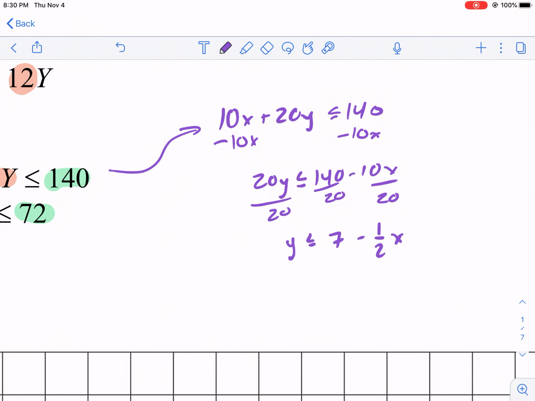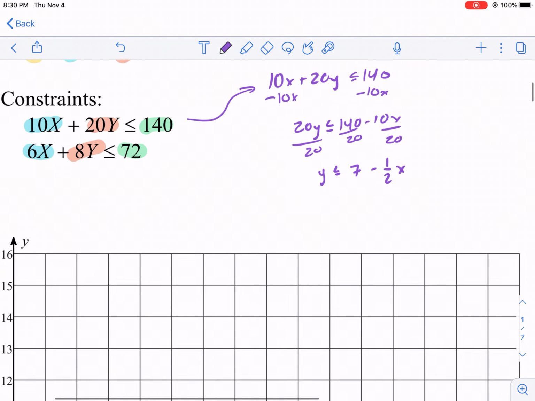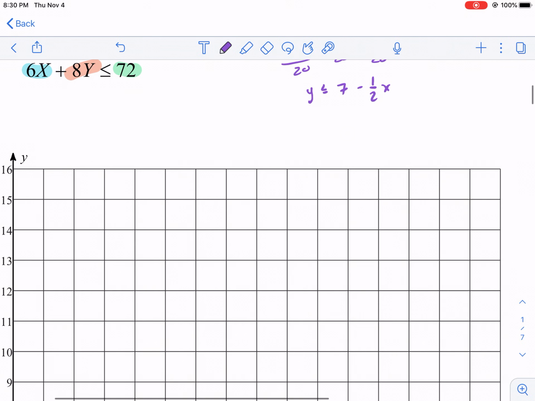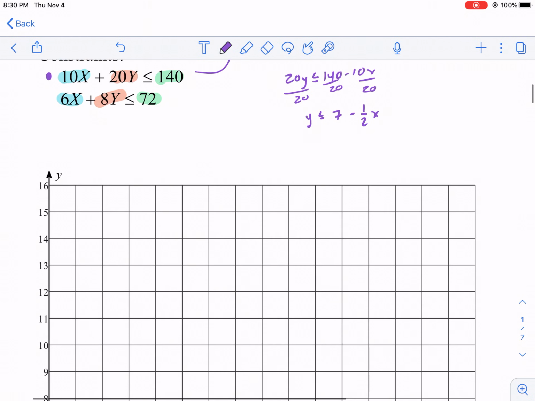I know you're like, oh my gosh, not a fraction. It's not that bad, okay? It's not that bad because, we're going to make this one purple, by the way. It's not that bad because that's our rise over the run, and the 7 is our y-intercept. Rise over run, negative 1/2, y-intercept, okay?